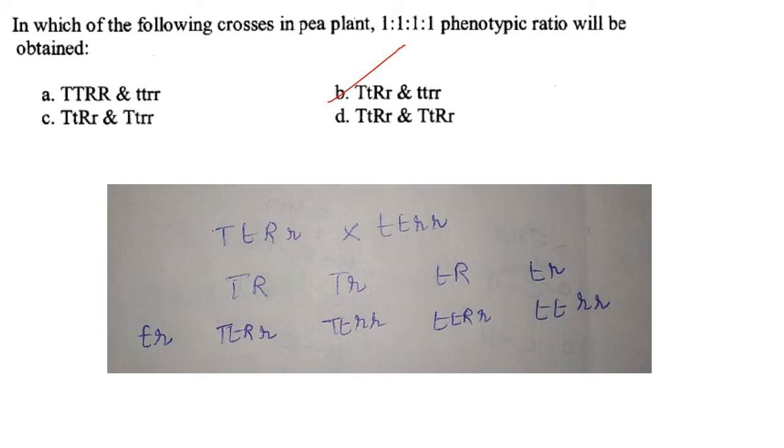Then, in which of the following crosses in pea plant will a 1:1:1:1 phenotypic ratio be obtained? That will be obtained when you cross the heterozygous parent with a recessive homozygous. So it is in the case of option B, TtRr and ttrr. Suppose R is for red and T is for tall plant. This will be tall red, this will be tall white, this will be short red, and this will be short white. So the phenotypic ratio is 1:1:1:1. So answer is option B.